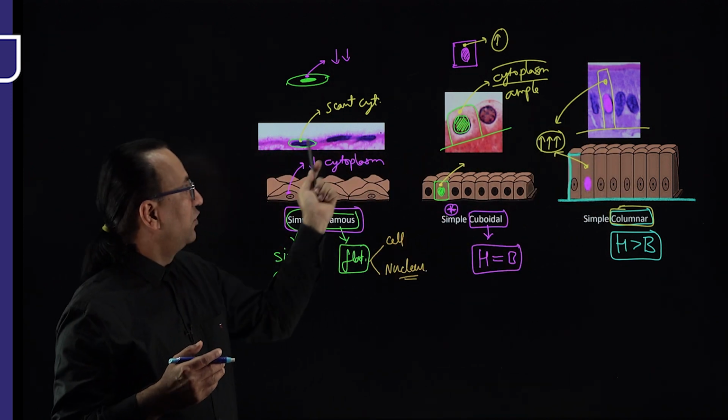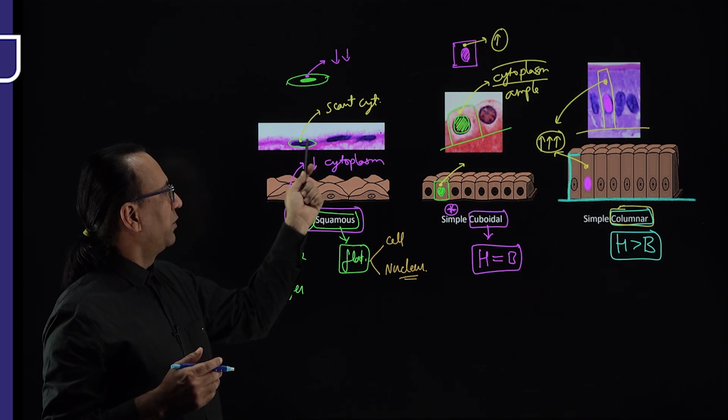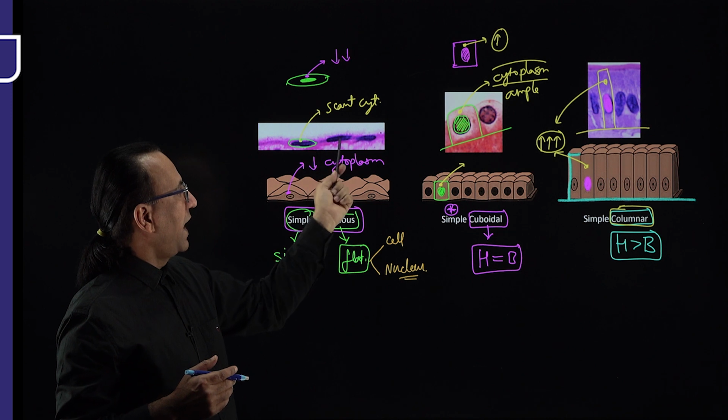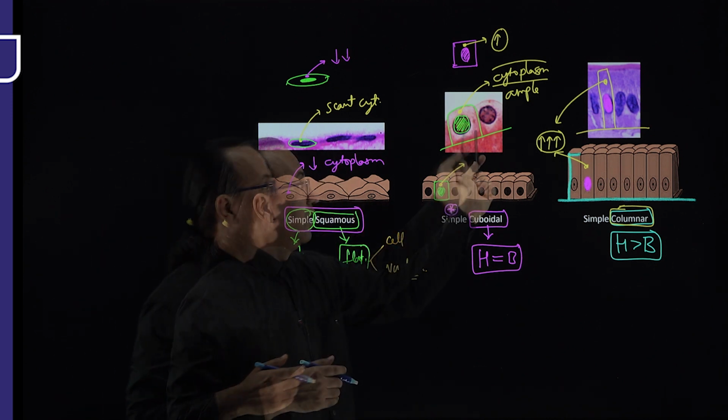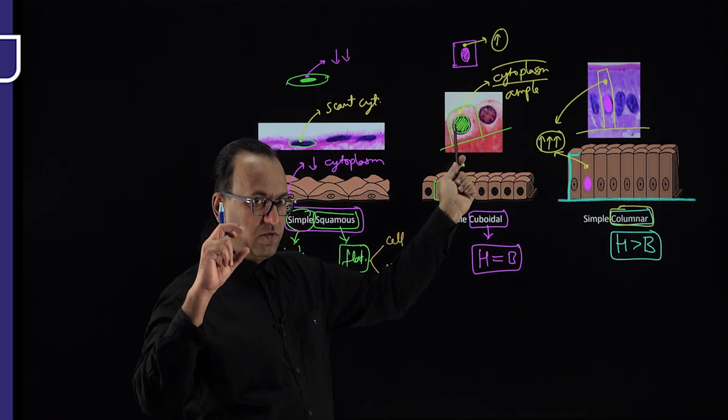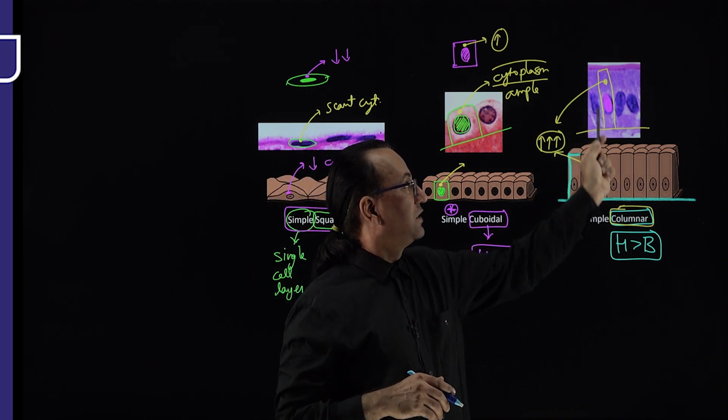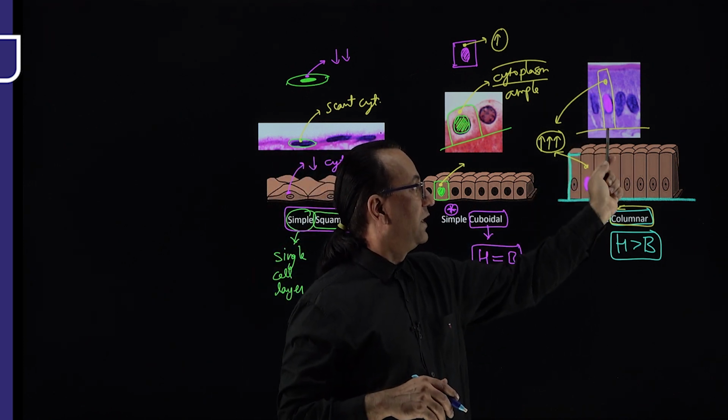But as you come here, you find very minimal cytoplasm above the nucleus. It is scanty. So just by looking at a flat cell with flat nucleus, or a cuboidal cell with central spherical nucleus, or a cell with increased height and with oval basal nucleus, you say it is columnar.